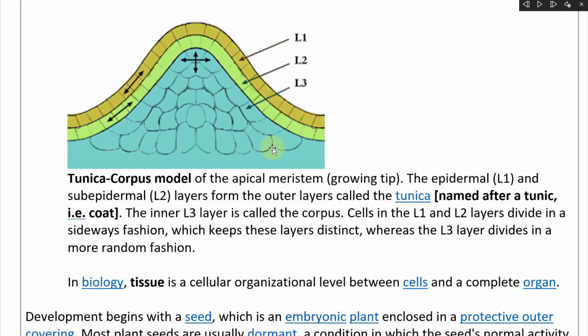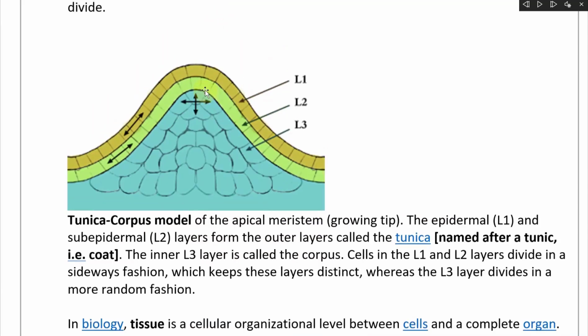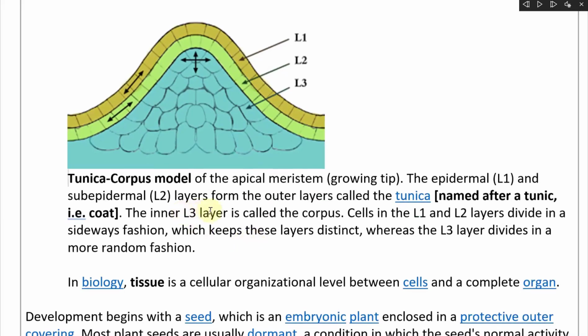Here is the Tunica-Corpus model of the apical meristem. The inner L3 layer is called the corpus. So there's the corpus there, and then this is the coating there, the tunica or tunic.